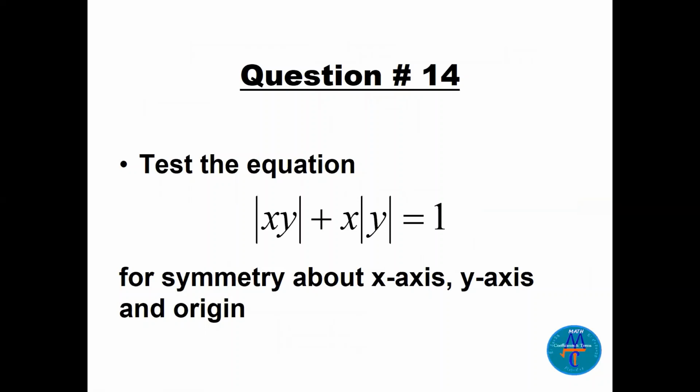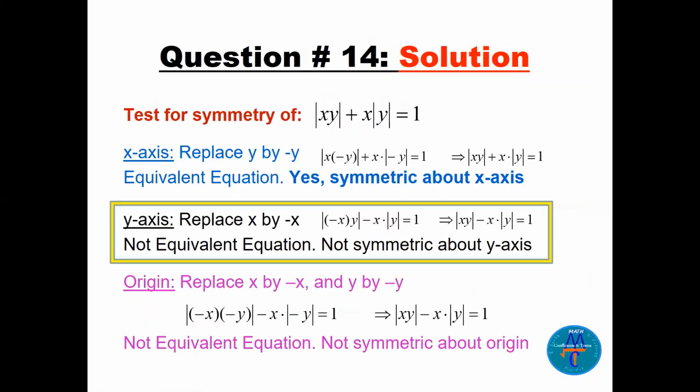Test the equation for symmetry about the x-axis, y-axis, and the origin. That's an easy question. This is an equation that has a graph, and we have to test symmetry without graphing. So to test the symmetry for the x-axis, replace y by minus y. You have to replace it there. And then the absolute value of minus y is the absolute value of y.